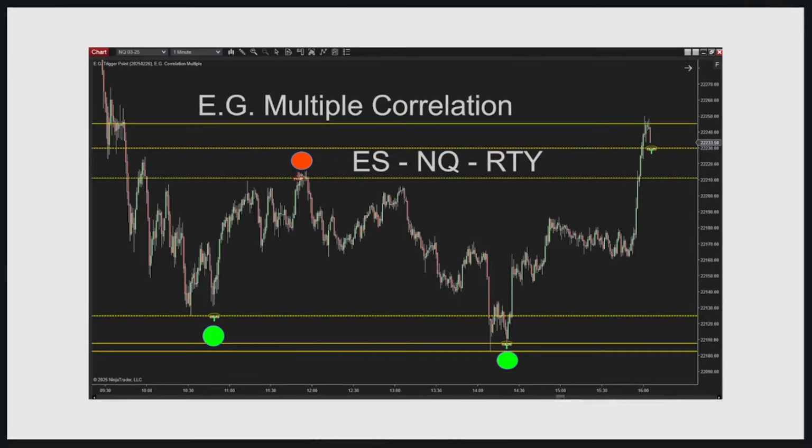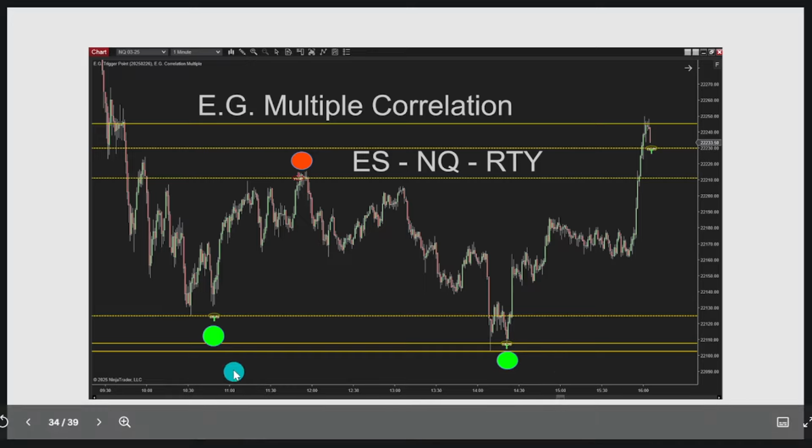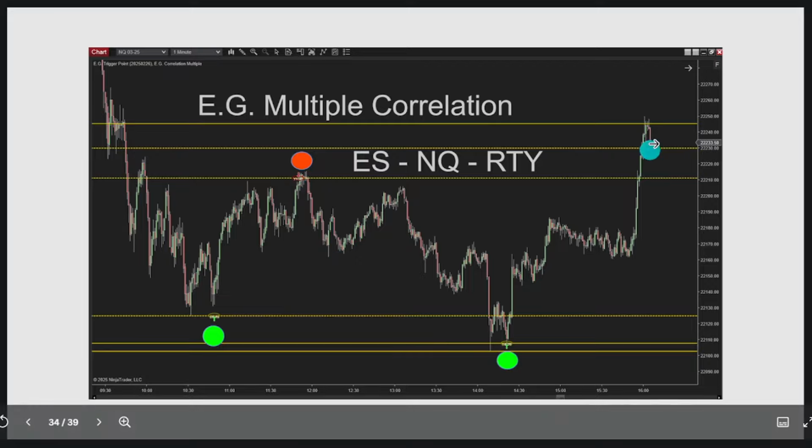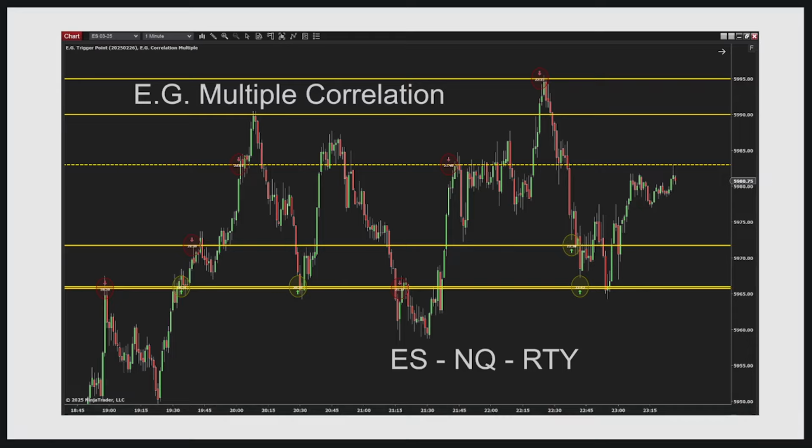So I spoke about multiple correlations. So the indicator can analyze 3 instruments at a time, ES, NQ, and RTY, to reduce the number of signals and to increase the quality of the signal. So you saw the long opportunity here, the order would not get filled, but a short, not lagging signal here, long signal, etc., etc. So this is when analyzing ES, NQ, and RTY.